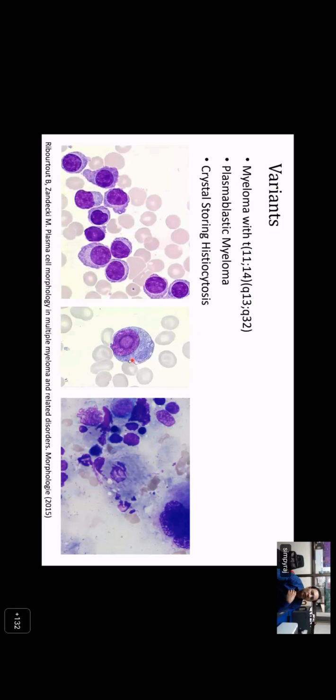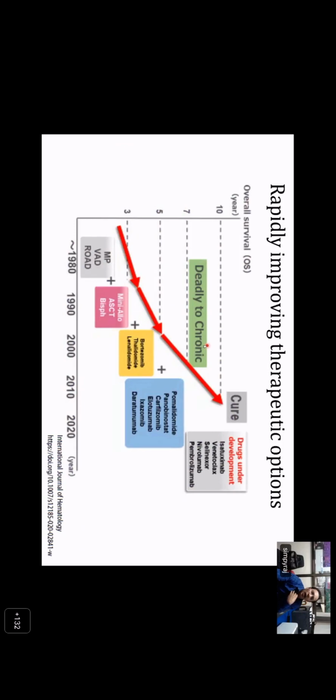Okay. Now this, as I mentioned, there are variants, and you can see there are some variants. Even plasmablastic myeloma we've already discussed, and we can have some crystal storing histiocytes and all. Okay, so I'll just skip this case. Coming to the second case, I'll request Dr. Neeraj to take over from here for the second case.